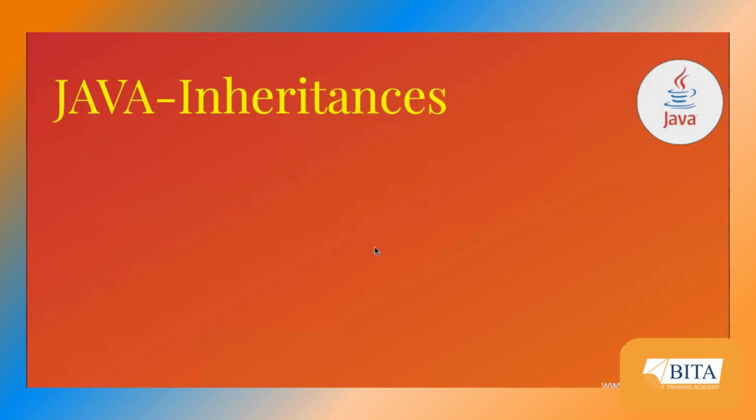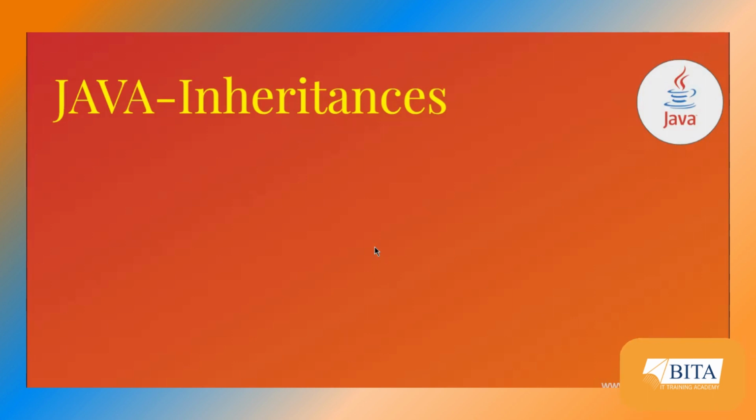So today in this video, we are going to see about inheritance in Java. So what is inheritance? It is a mechanism in which one object acquires all the properties and behaviors of the parent object. This process is called inheritance. The idea behind this is that we can create new classes based on existing classes.